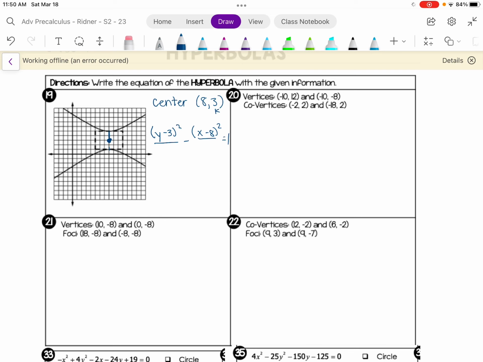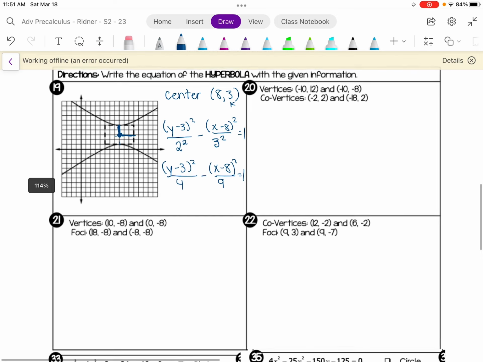So with my y, it is a distance of 2. 2 squared is 4. And for my distance here, it is 3. So 3 squared is 9. So my final answer is (y minus 3) squared over 4 minus (x minus 8) squared over 9 equals 1.